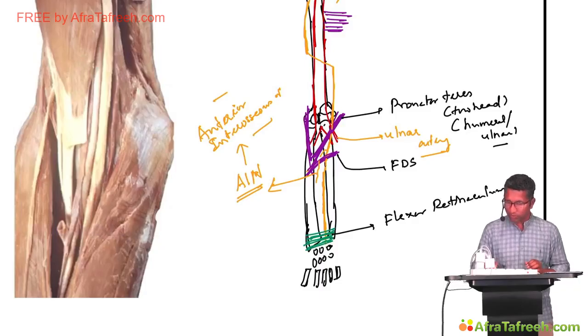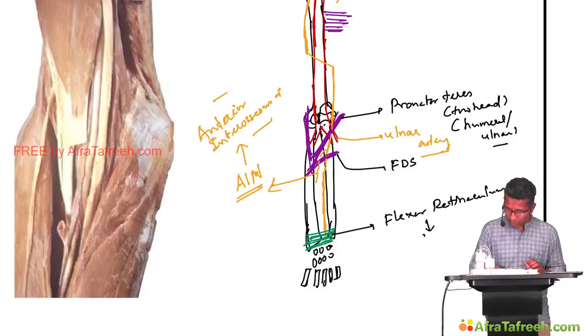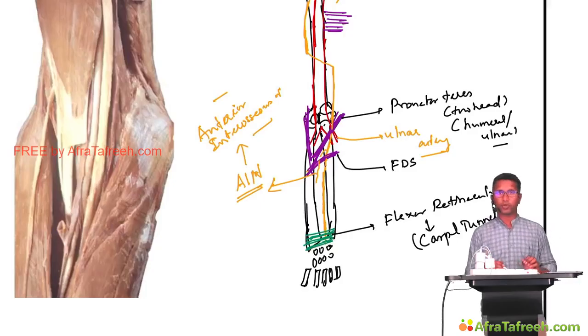And it runs deep to the flexor retinaculum. And what is the tunnel called as? The tunnel which is deep to the flexor retinaculum is called as carpal tunnel. Okay, it is called as carpal tunnel.